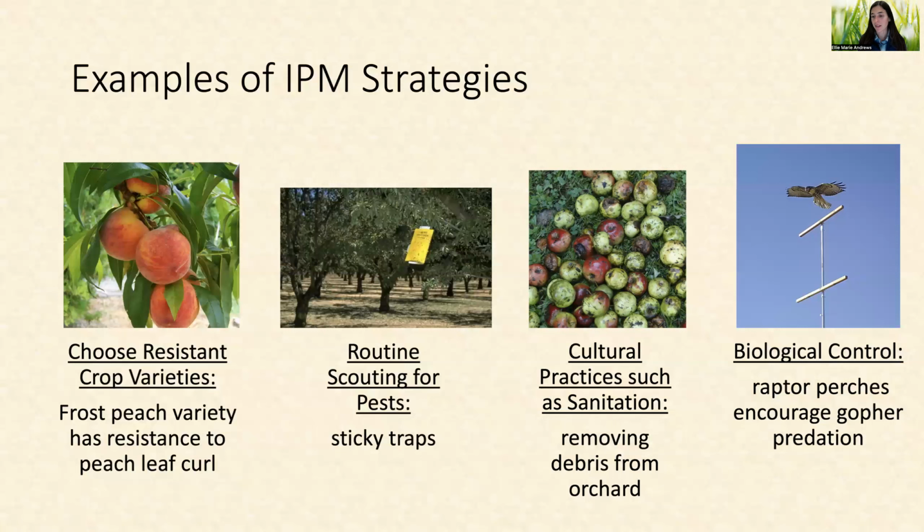So a great example here is installing raptor perches to encourage gopher predation. This of course is more of a long-term strategy. It's not going to change your gopher levels overnight, but just making sure that different types of raptors have a favorable environment and that you would attract them to your area, your backyard, is helpful. And sometimes you might already have an owl box on site. That's great. Stuff like that. Anything you can do to encourage natural predators can be helpful in the long run.